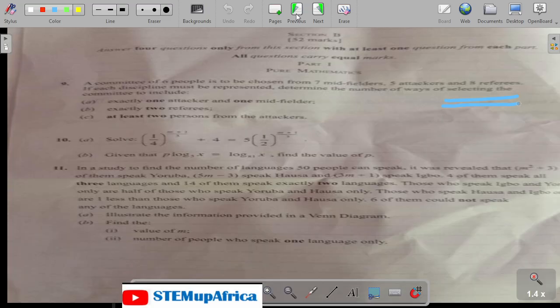So let's look at question 11. This one will be a very complicated question. Very complicated. Let's see how we can solve question 11. In a study to find the numbers of languages 50 people can speak, the number of people who participated in the study was 50. That means that's our universal set. So our universal set is 50.